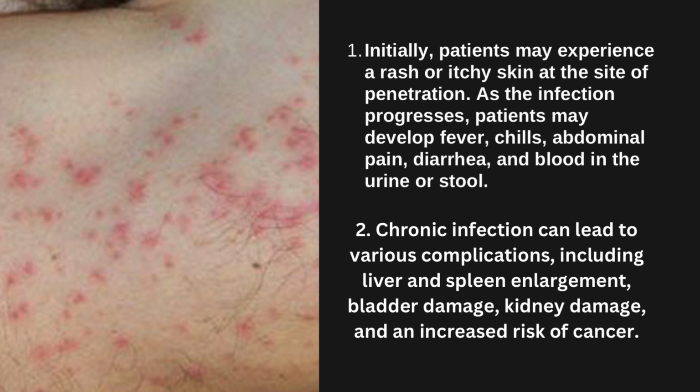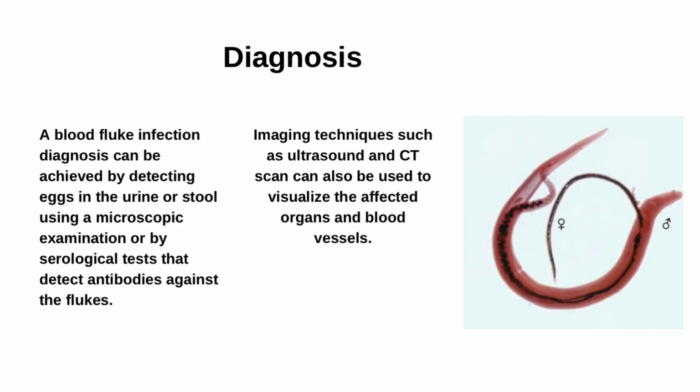Diagnosis. A blood fluke infection diagnosis can be achieved by detecting eggs in the urine or stool using a microscopic examination or by serological tests that detect antibodies against the flukes. Imaging techniques such as ultrasound and CT scan can also be used to visualize the affected organs and blood vessels.